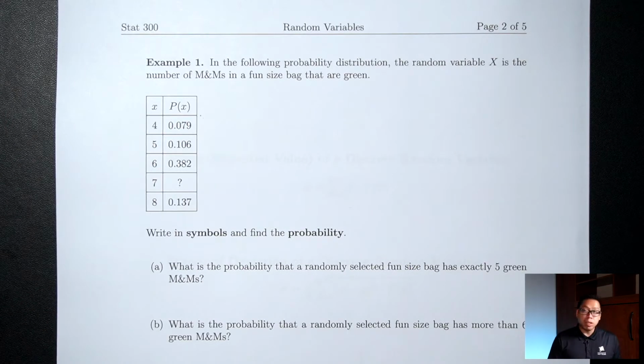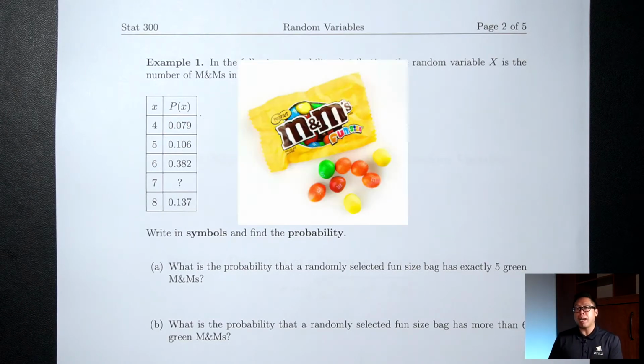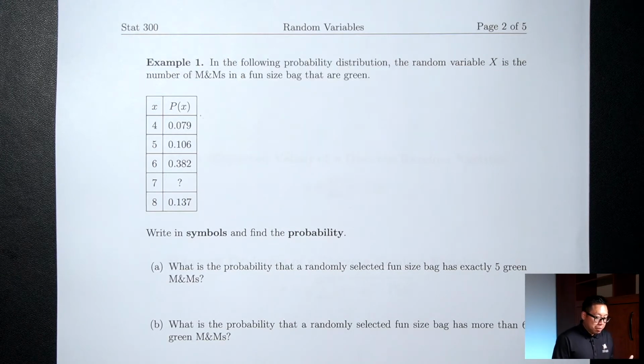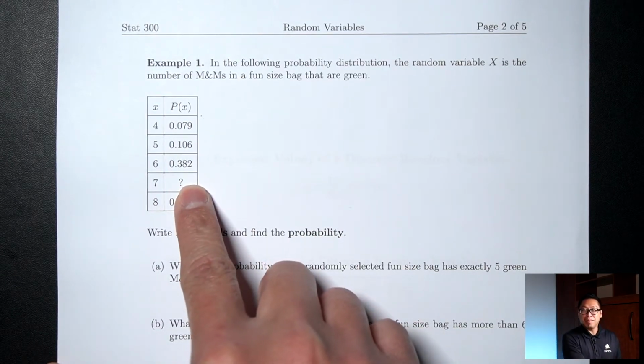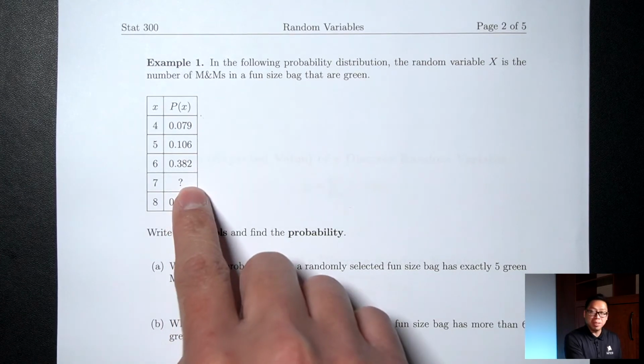Example 1. The situation we have here is we're picking a random bag of M&Ms, which in and of itself is not a number. To make it a number, we're going to count the number of green M&Ms in the bag. So why do I care about this? Well, 1, I like M&Ms, and 2, I like the green ones. Don't judge. Notice that there's a missing probability. So the first thing we actually have to do is find that missing probability.